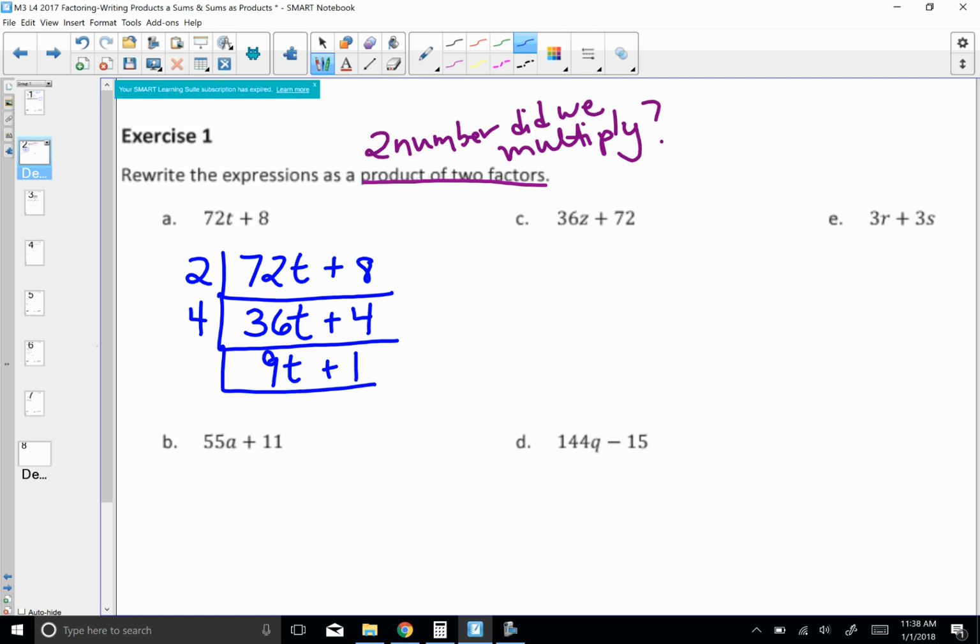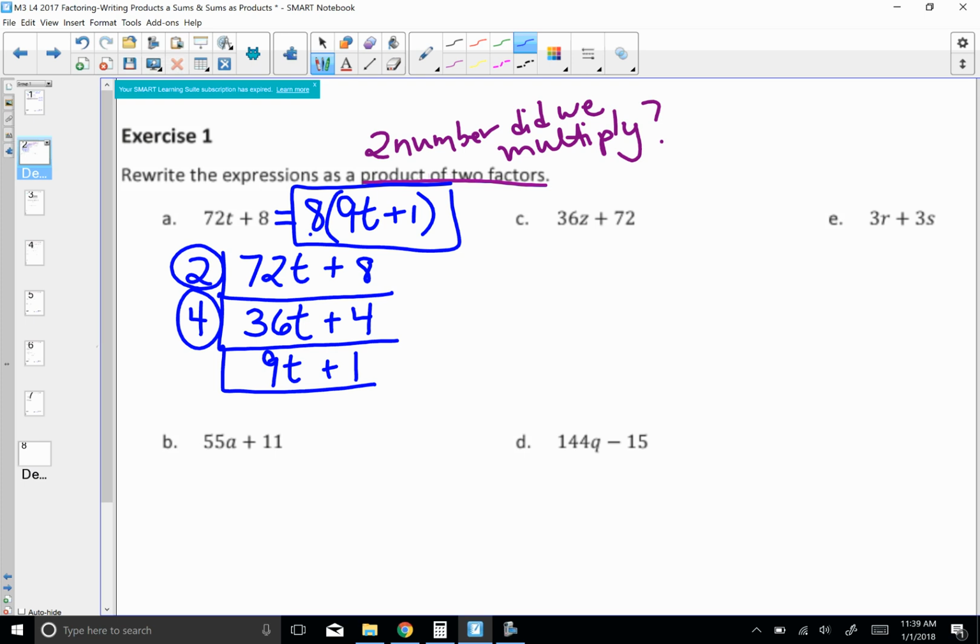And if I'm going to take out a 1 and divide these pieces by 1, I'm left with my same answer. So what did I multiply to get that? Well, I have to take 2 times 4 is 8. And what was I left with? 9t plus 1. So here's the two numbers I multiplied to get this product. What two things did I multiply? What's the product? As a product of two factors.